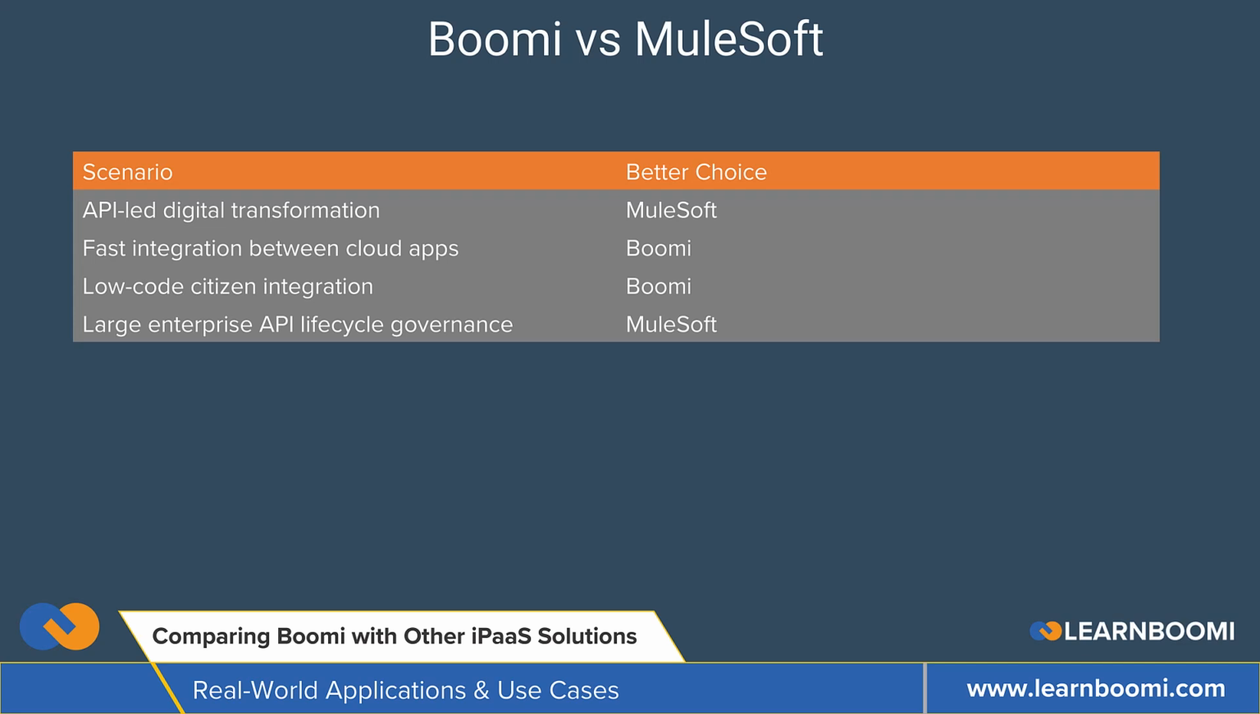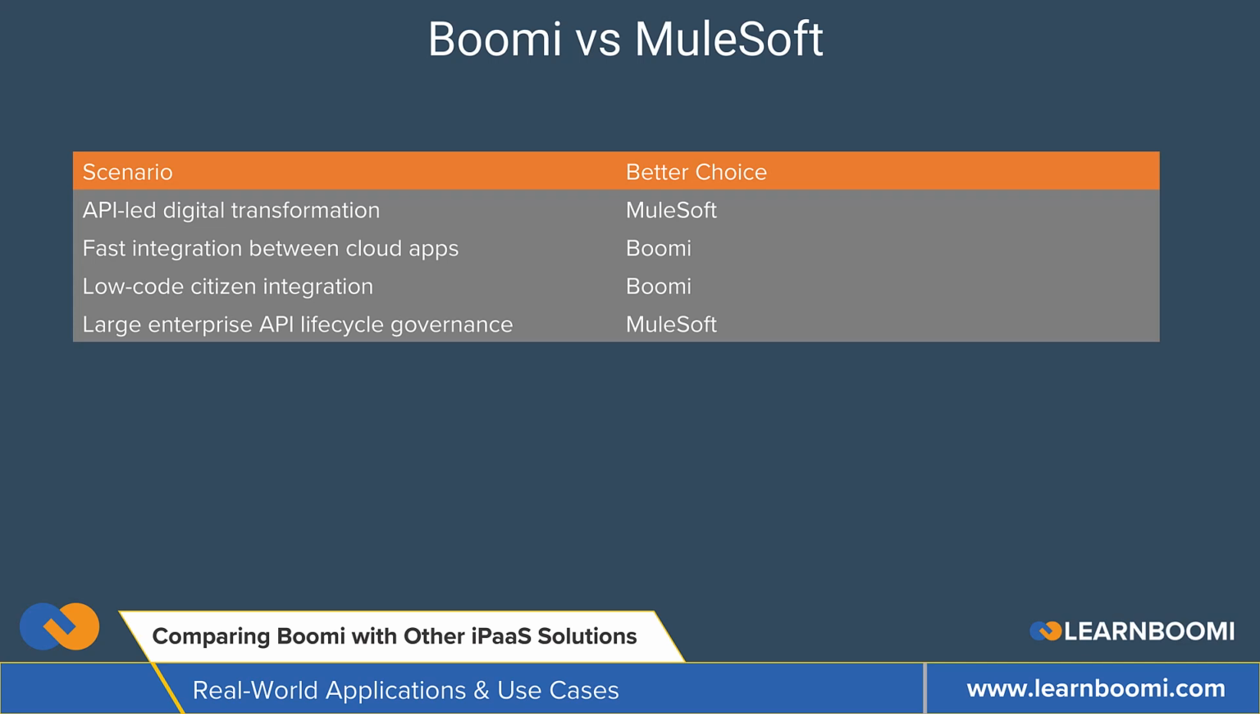MuleSoft Anypoint platform is widely considered an enterprise-grade integration platform with strong API management capabilities. It is highly used in large organizations with complex API programs. What is the strength of MuleSoft? It has a very strong API-led connectivity model. It has enterprise-level API governance and management. It has deep capabilities for complex orchestrations. It is preferred in large and highly regulated enterprise environments.